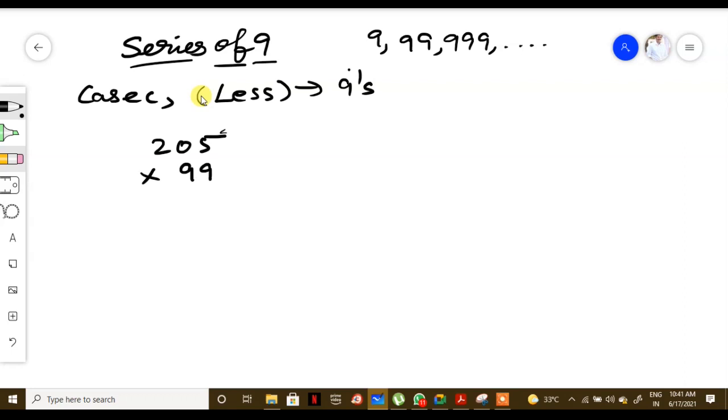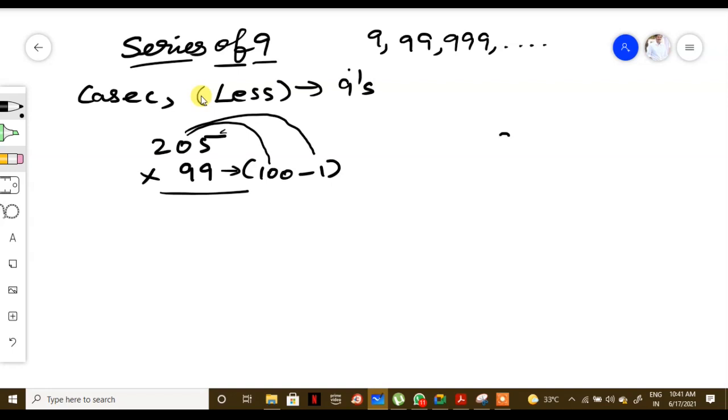There is no specific term or specific method to solve this in Vedic maths, correct? But we can do it in an easier way. We can put this 99 as 100 minus 1. Am I right? Now the multiplication will be easier. We multiply 205 into 100, then multiply 205 into 1.